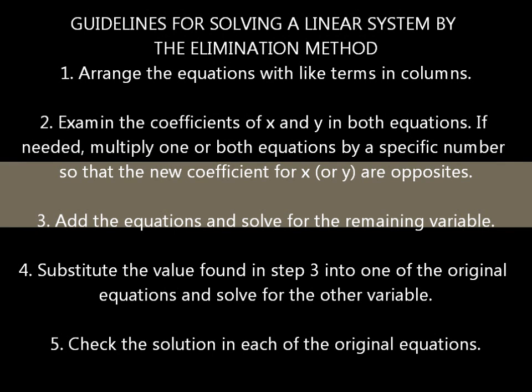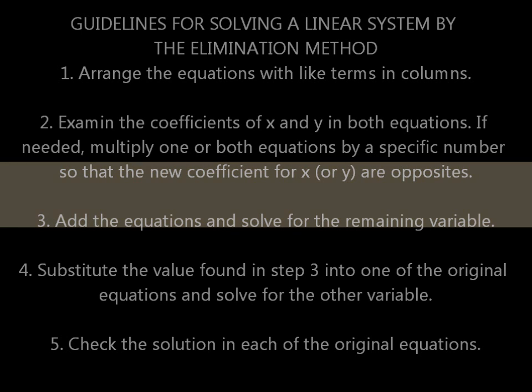Number 2. Examine the coefficients of x and y in both equations. If needed, multiply one or both equations by a specific number so that the new coefficients for x or y are opposites. Number 3. Add the equations and solve for the remaining variable. Number 4. Substitute the value found in step 3 into one of the original equations and solve for the other variable. And number 5. Check the solution in each of the original equations.